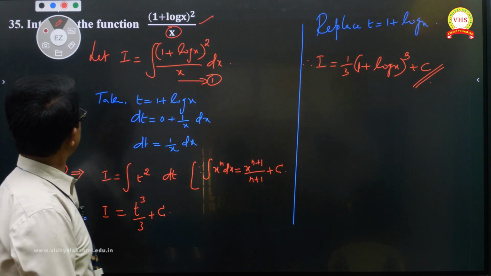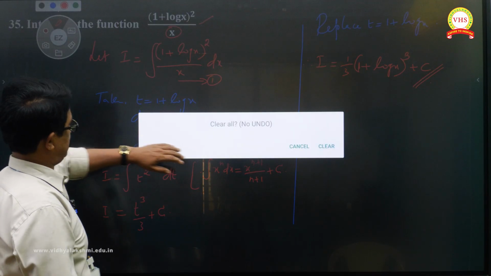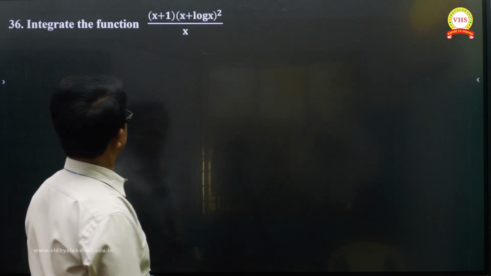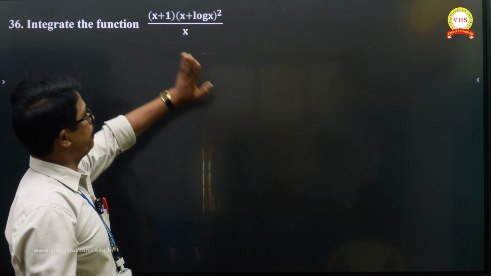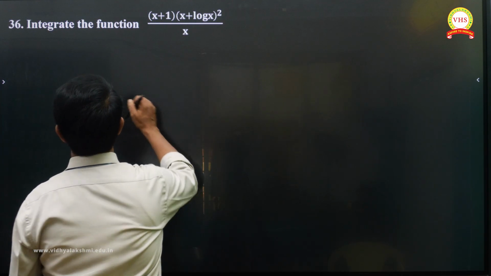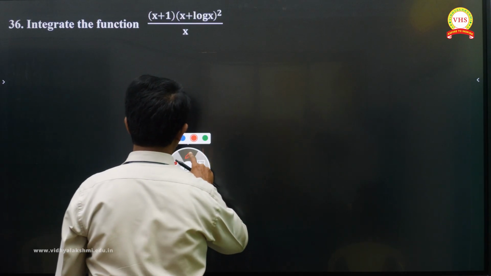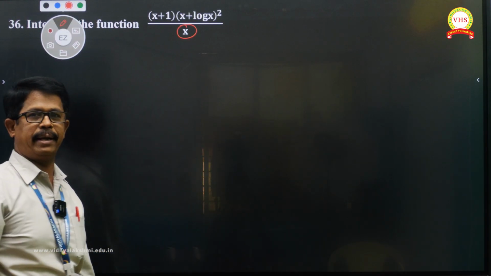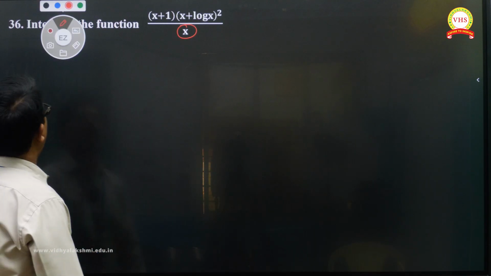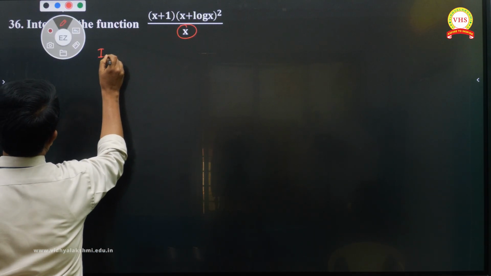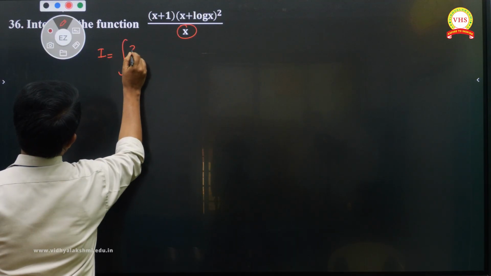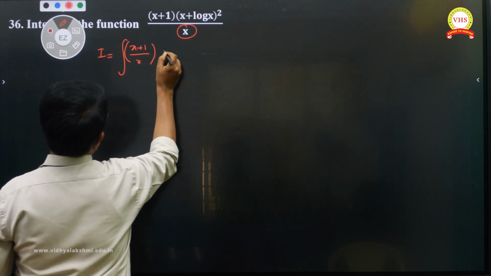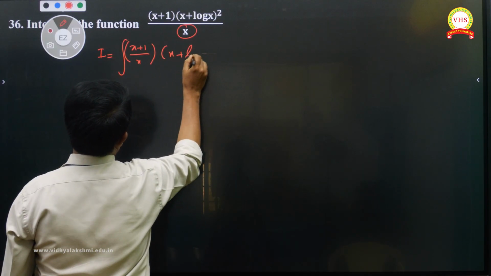Okay, can I go to the next question? Question number 36. Yes, it is the same kind of sum, but with extra algebraic terms. What I told you: when you have any function in terms of log x, the denominator is x. Likewise here, I equals the integral of (x plus 1) by x, which I am going to separate like that, into (x plus log x) whole square.